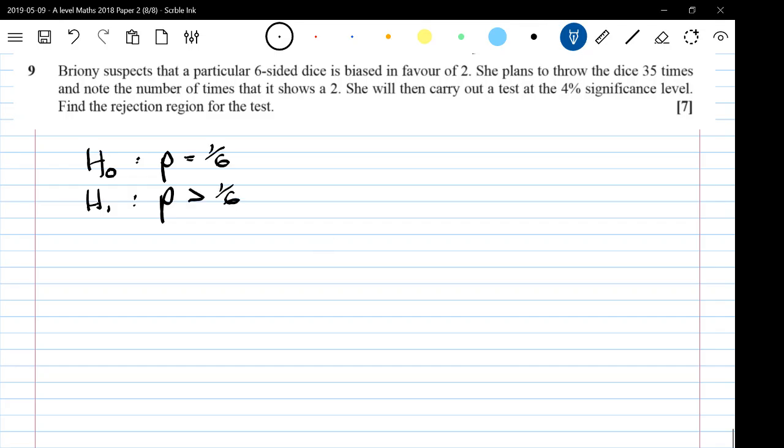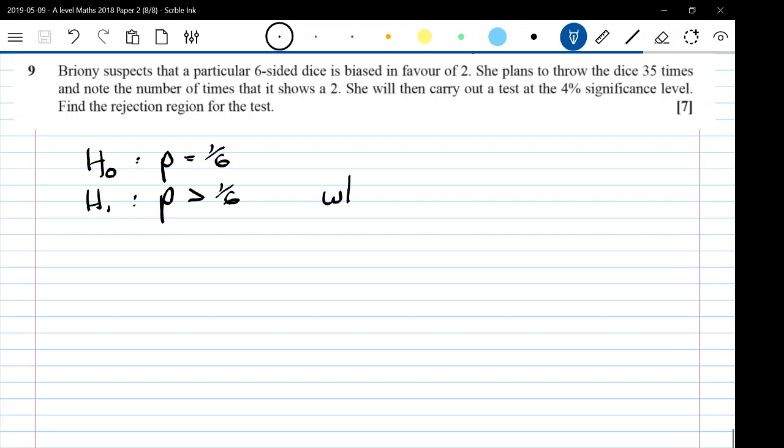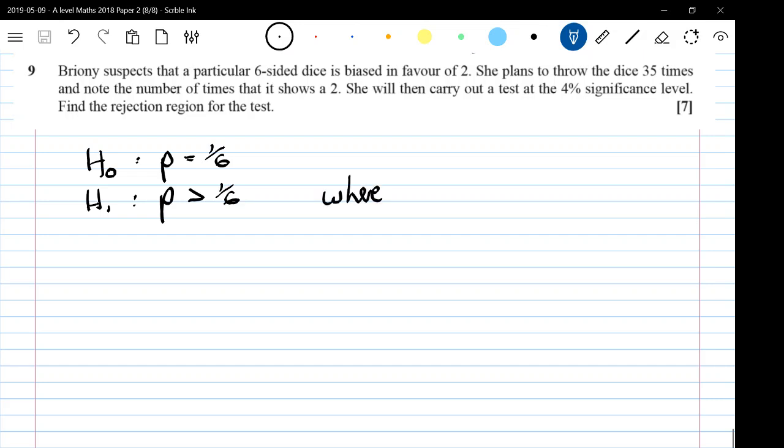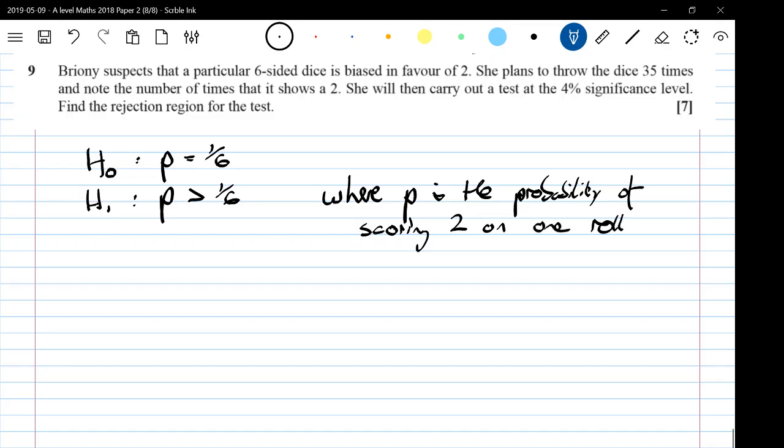She wants to know, is it biased in favour of 2? So that's the bit that tells you that it's got to be greater than when you set that up. We would get 1 mark for this because we haven't defined P. So where P is the probability of rolling a 2, of scoring 2 on 1 roll. So we have to define what we meant by P.